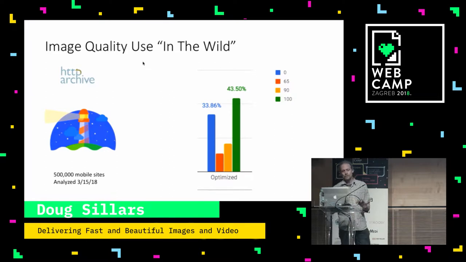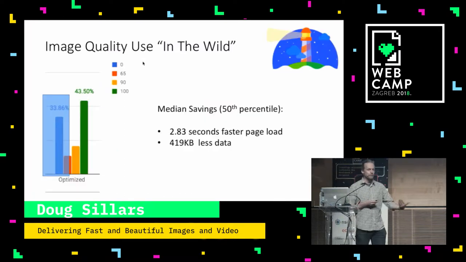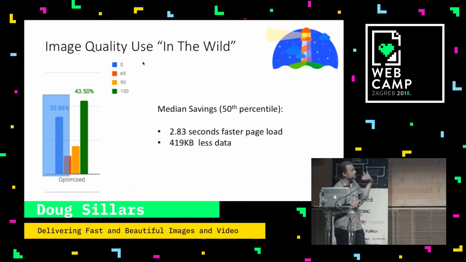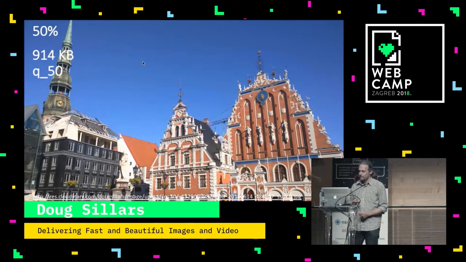What we find is 43% of the web is doing this right, but a full third of the web is failing completely. They're not doing this at 85%. And then there's some people in the middle. The median site that's failing on 3G would load 2.8 seconds faster if they implemented this. It would save 420 kilobytes of data. So there's a huge performance impact, potential improvement, just by implementing this fix.